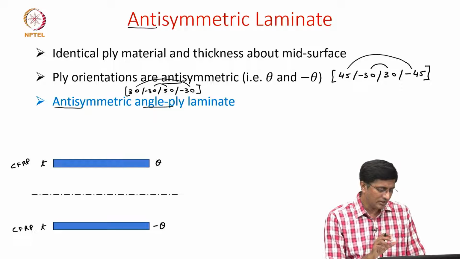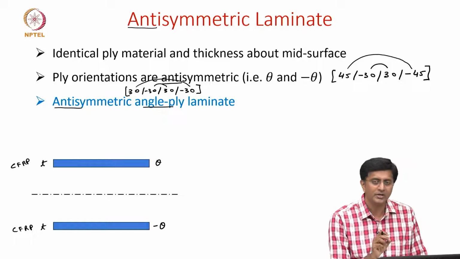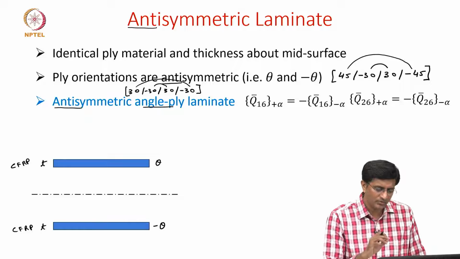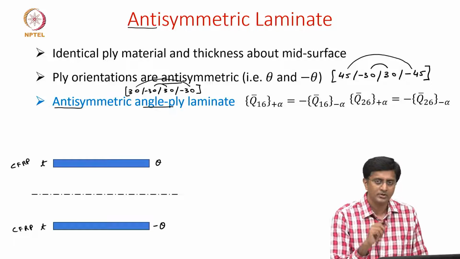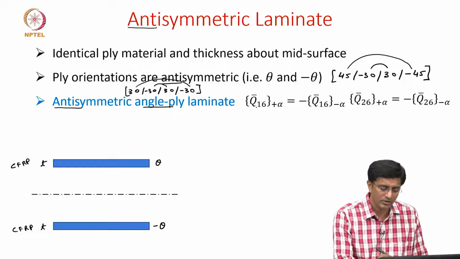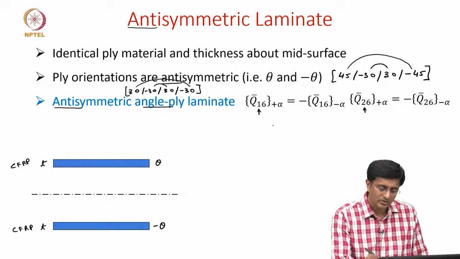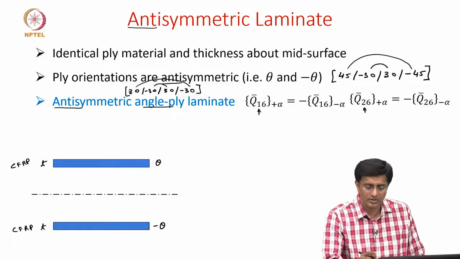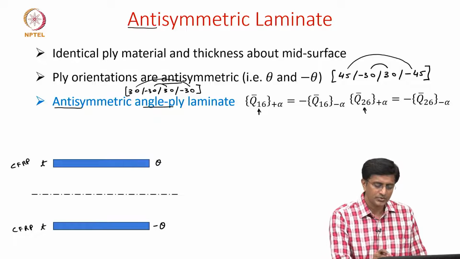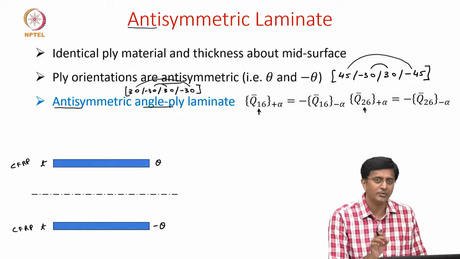Okay, but let's see how this antisymmetric angle-ply laminate affects the ABD matrices. For that, first we will notice how the transformed stiffness matrix gets affected. At the beginning of this video, we revised that for the Q matrix terms Q16 and Q26, the magnitudes are the same whether the angle is plus alpha or minus alpha, but there is a change in the sign. Similarly for Q26. So let's see how this will affect our ABD matrices.